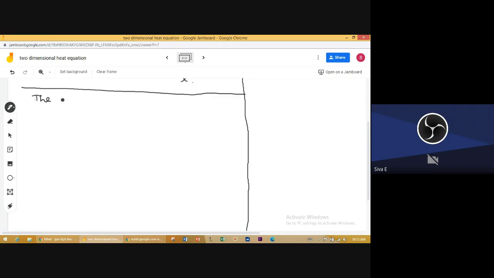Boundary value problem governing the steady state. Steady state. Just wait.